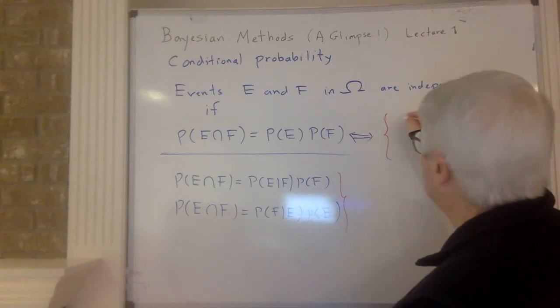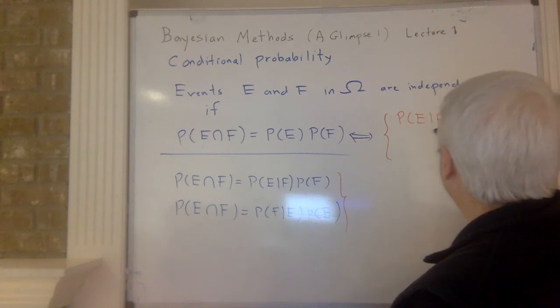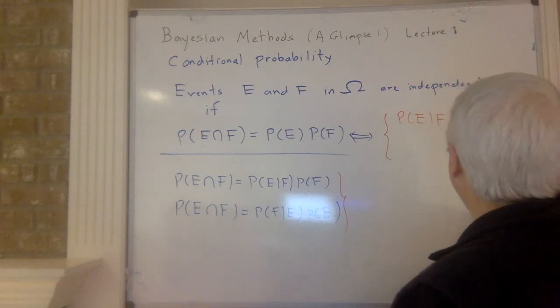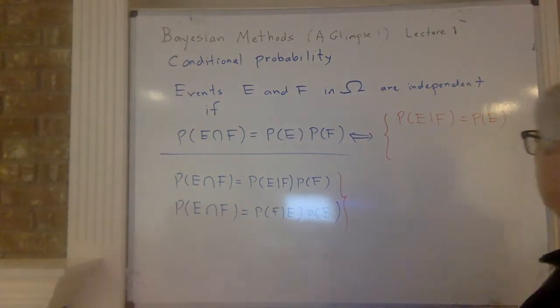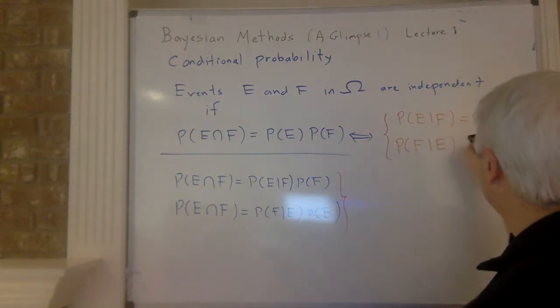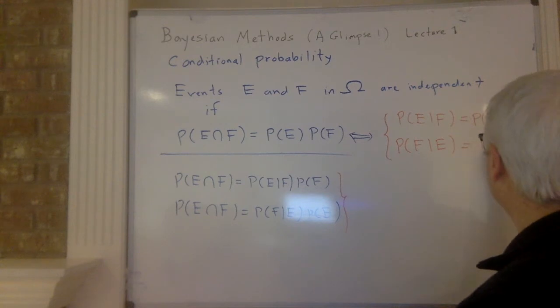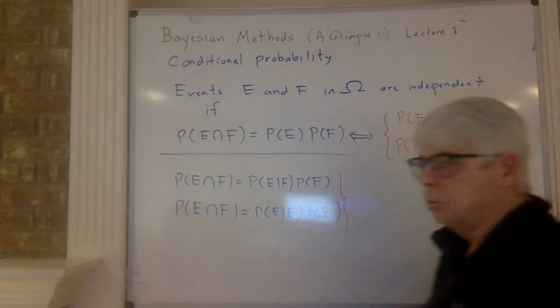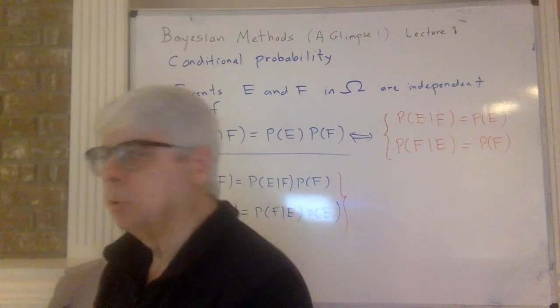So this means that P of E given F is P of E, which means E does not depend on F. And the other one is P of F given E is P of F. So F also does not depend on E. So it's like mutual.